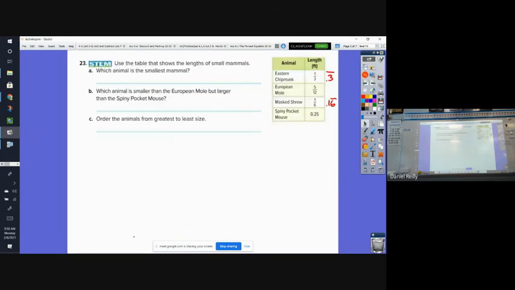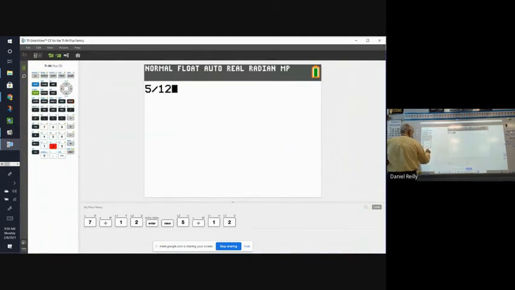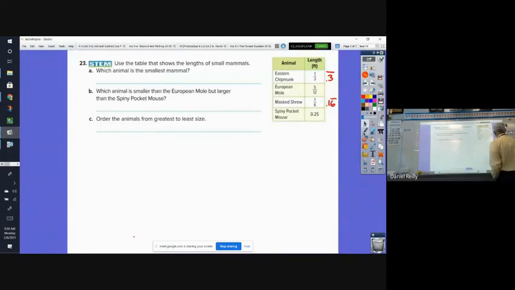Use the table to show the lengths of these small mammals. 1/3 for the eastern chipmunk, 0.3 repeating. The European mole is 5/12 as a decimal. 5 divided by 12 is 0.416, and the 6 is repeating. And then this one is 0.25.